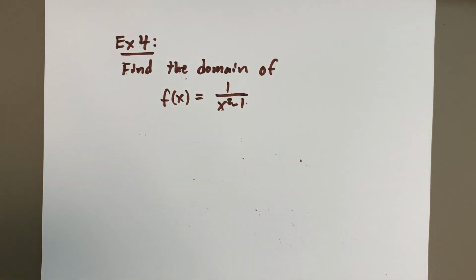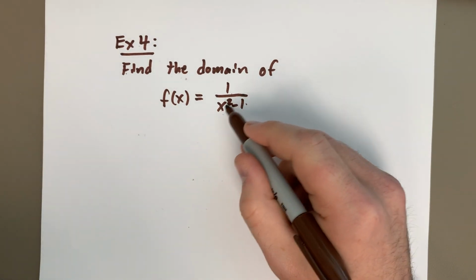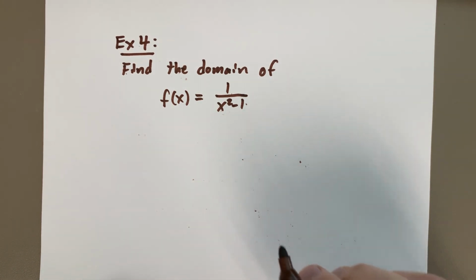On to our fourth example, we're going to be finding the domain of f of x is equal to 1 over x squared minus 1. So we're going to use the same strategy that we did in the last example, where we're going to see what's going to cause division by 0. Notice I have no radicals here to worry about. So the only thing that I'm going to have an issue with is potentially dividing by 0.